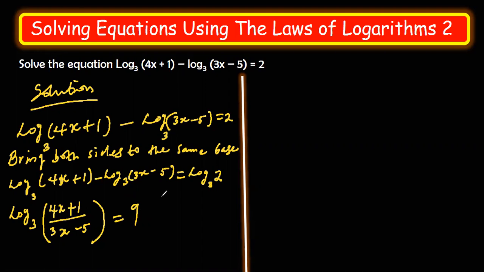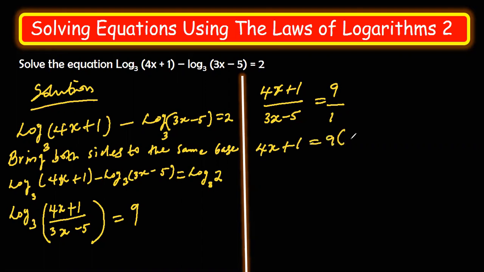So let's express this. It is (4x + 1) divided by (3x - 5), right? Is that what you have? Equal to 9. So we can say this is 9 over 1. So you just cross multiply. So you're having 4x + 1 equal to 9 into bracket 3x - 5 here.